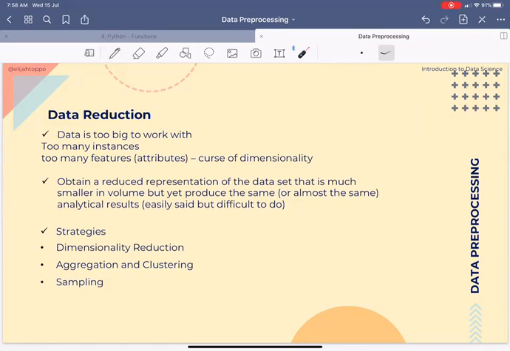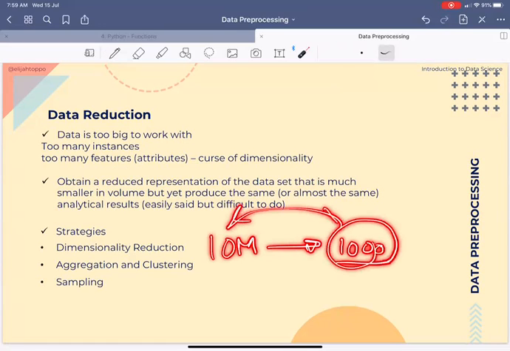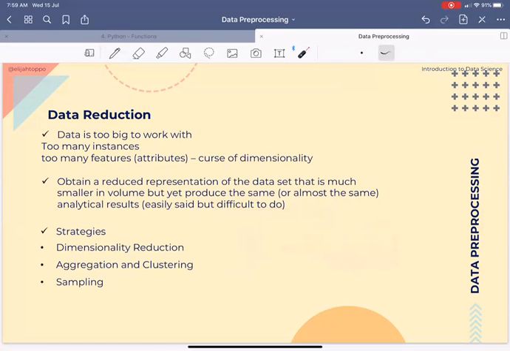Data reduction is trying to reduce our data into a smaller set. The key idea here is we are trying to obtain a reduced representation of the data set that is much smaller in volume, but yet produces the same or almost the same analytical results, which is very easy to say but very difficult to do. How do I take 10 million data points and transform them into 1,000 data points, which are still able to capture most of the information in those 10 million data points? It's very complicated to do, but that is what we do in data reduction.